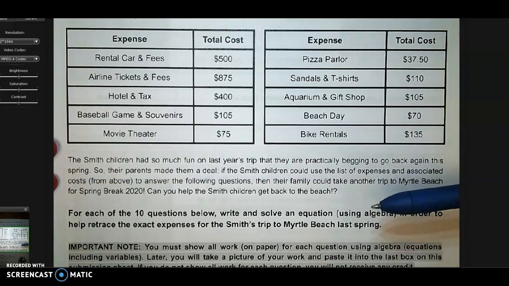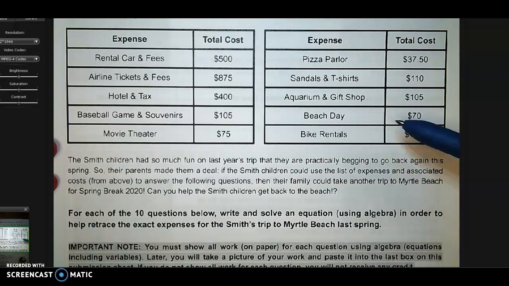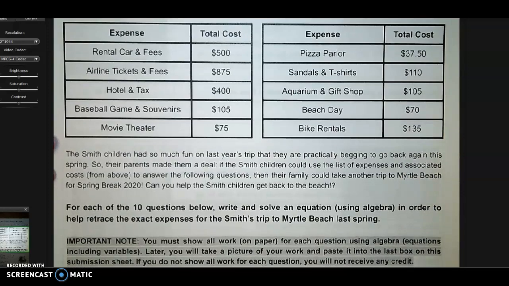So they told the Smith children that if they had that much fun and they're begging to go back, they could use the list of expenses and associated costs from above to answer the following questions, and then their family could take another trip to Myrtle Beach for spring break 2020. Can you help the Smith children get back to the beach?